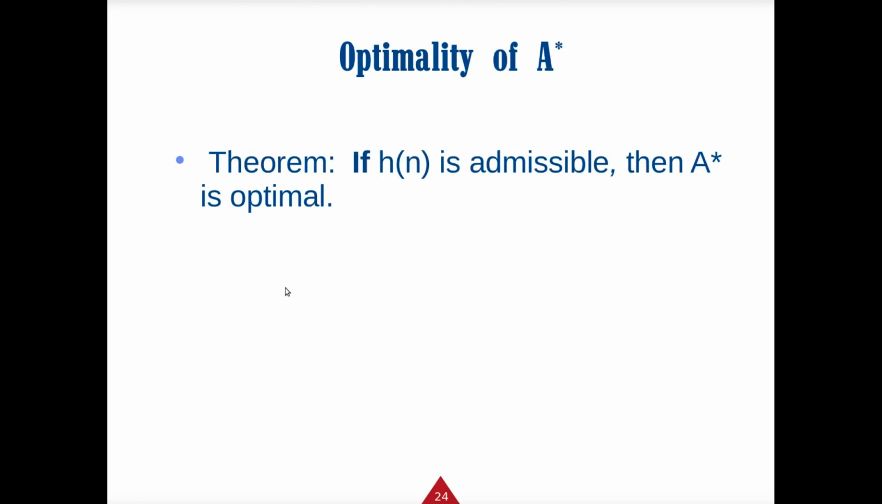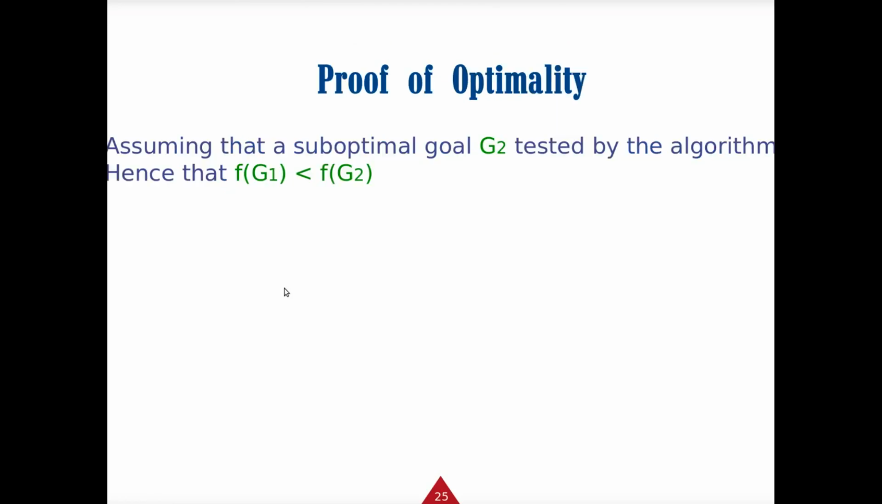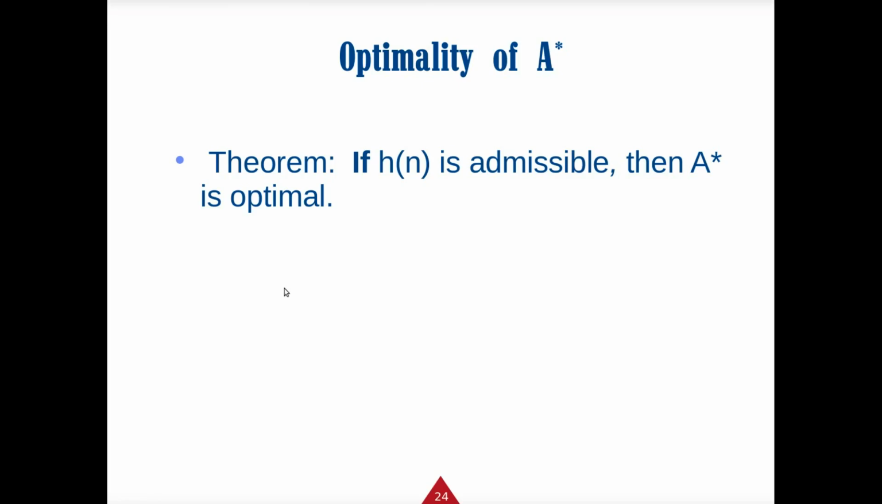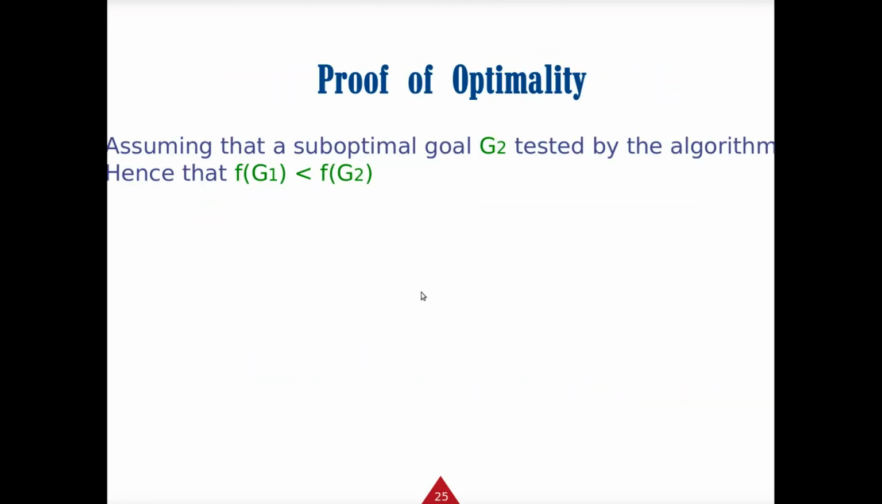And then if your heuristic function is admissible, then A* is optimal. So basically it's saying if h of n is better than your requirements, your claim, then it's going to be an optimal function. And then assuming that the suboptimal goal G2 is tested by the algorithm, so a suboptimal goal is if G1 is worse than G2.